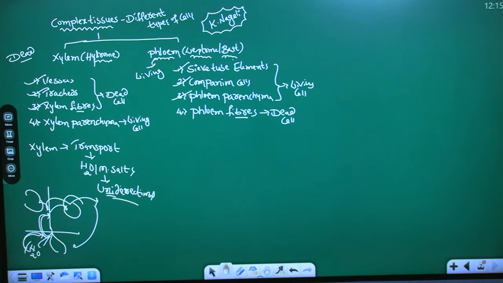So what is the function of xylem? Xylem transports the water and minerals in a unidirectional manner.